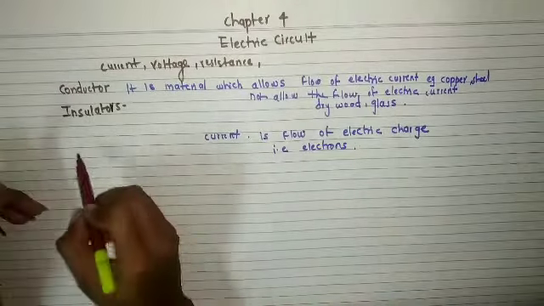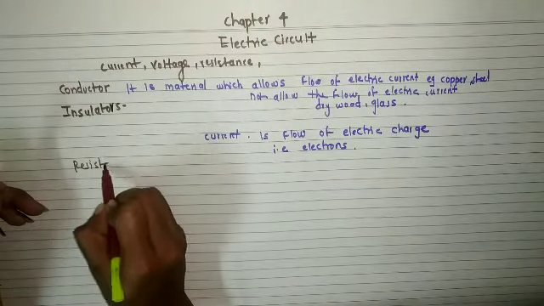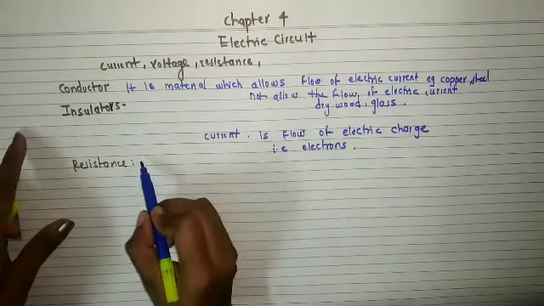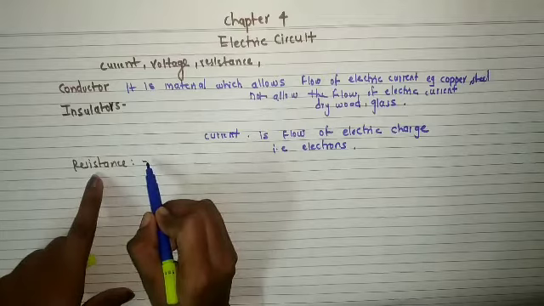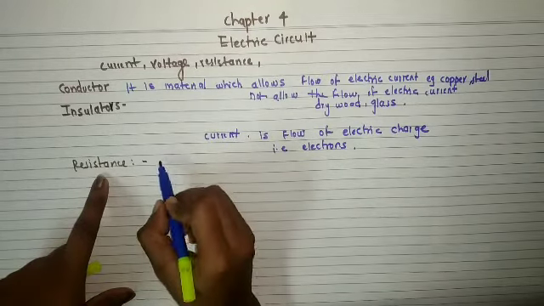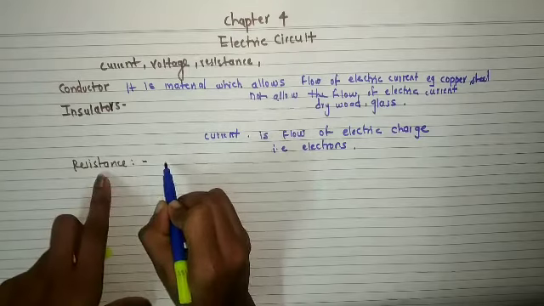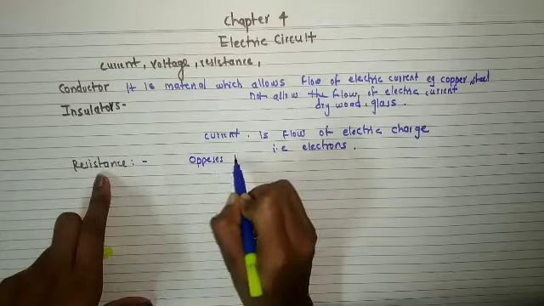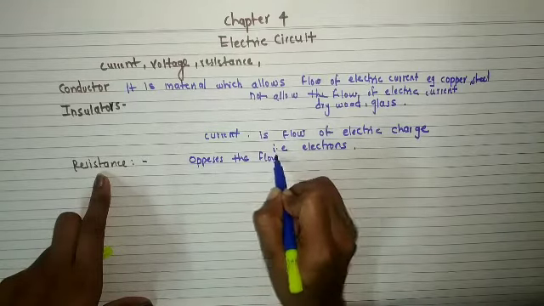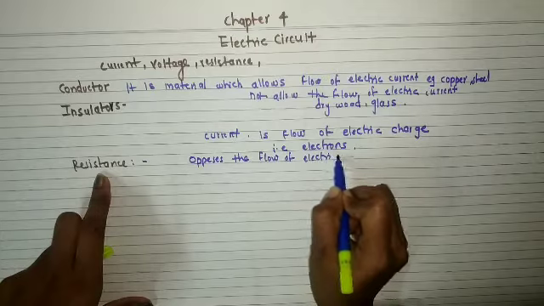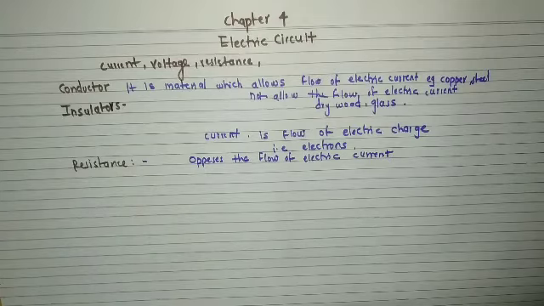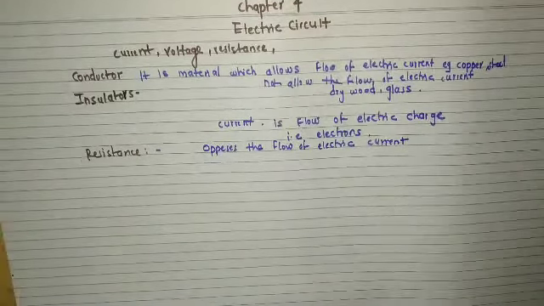So moving to the resistance. We are going to see resistance in depth, but we'll see the basic definition. So what is resistance? Resistance opposes the flow of current. It is the property of material which opposes the flow of electric current. Okay, so what is resistance? Resistance opposes the flow of electric current.